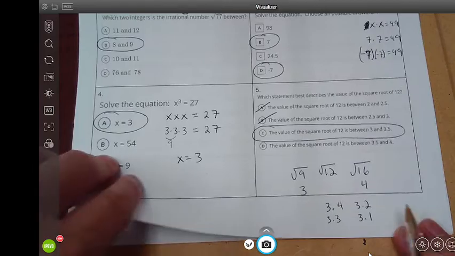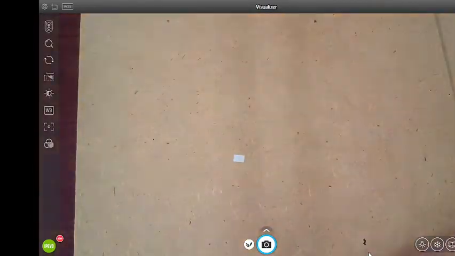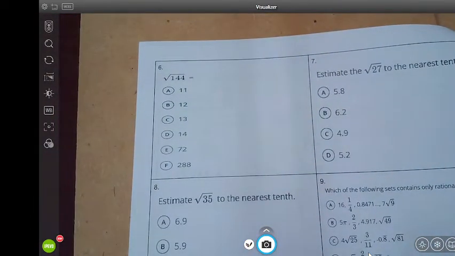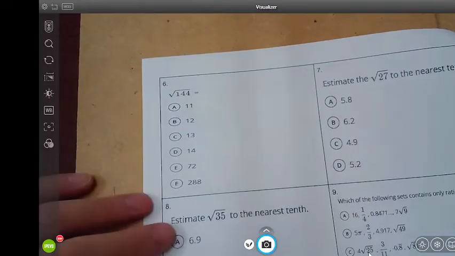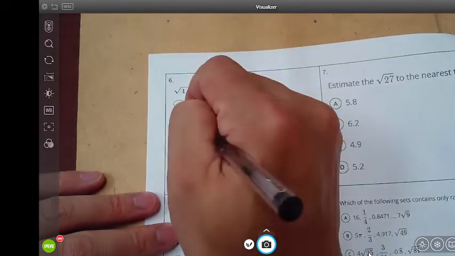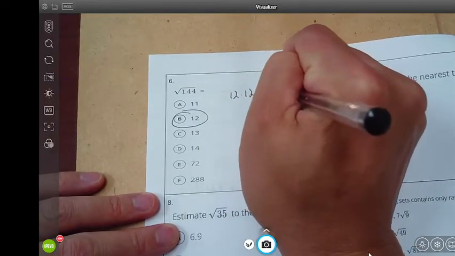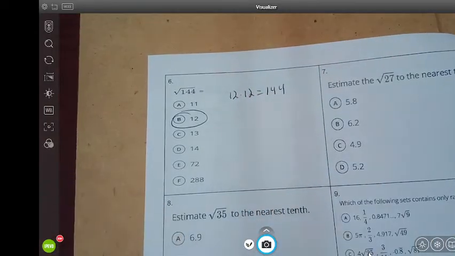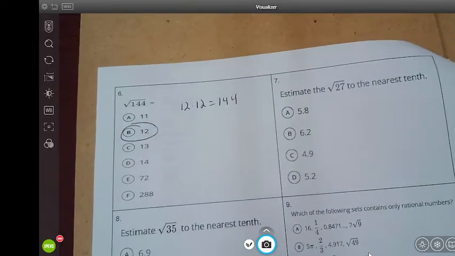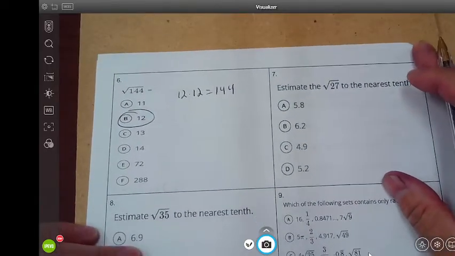Okay, all right, number 6. All right, square root of 144. Square root of 144 is 12. Okay, 12 times 12 gives you 144. Okay.